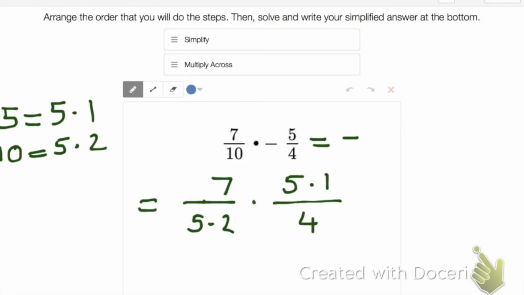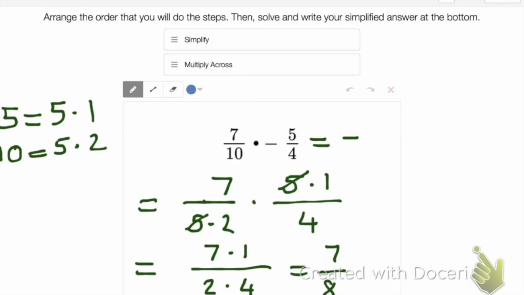Okay. So on the numerator and denominator, I have 5. So I can cancel the 5 out. So what is left on the numerator? 7 times 1. What is left on the denominator? 2 times 4. 7 times 1 is 7. 2 times 4 is 8. So my answer will be negative 7 over 8.